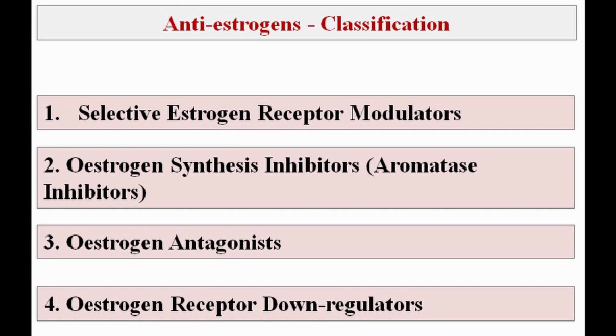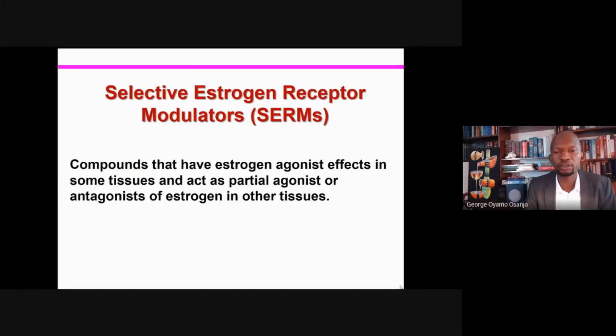The selective estrogen receptor modulators, which are abbreviated as SERMs, are very important drugs that have found uses in many areas. We shall look at those. These are compounds that have estrogen agonist effects in some tissues, and in other tissues, they act as partial agonists or antagonists of estrogens.